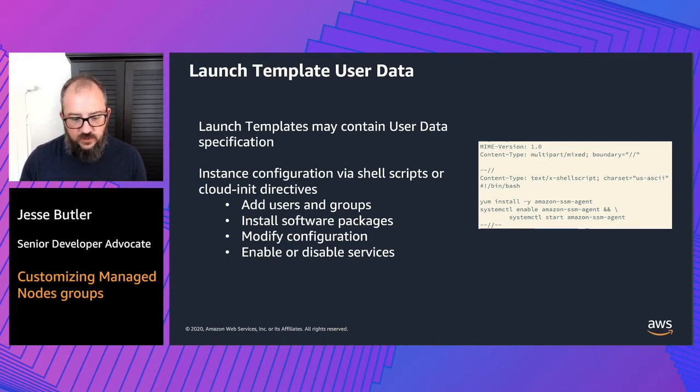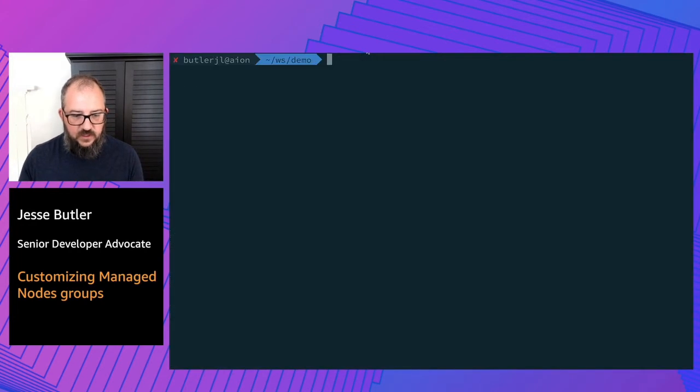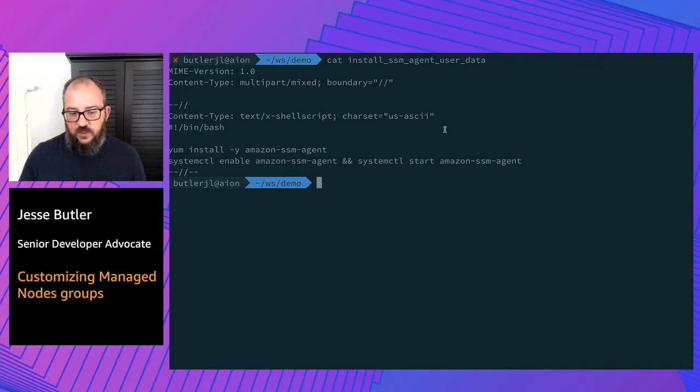So let's bounce over to our terminal again. eksctl is still humming along. So we're going to go back to our Hermione cluster. If we look at this script, I just wrote a very basic shell script to install Amazon SSM agent and then enable and start the daemon. And this is going to run on the first boot. So this is basically like a one-shot config injection.